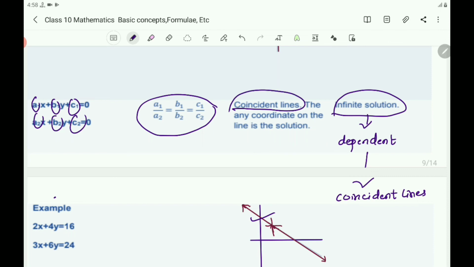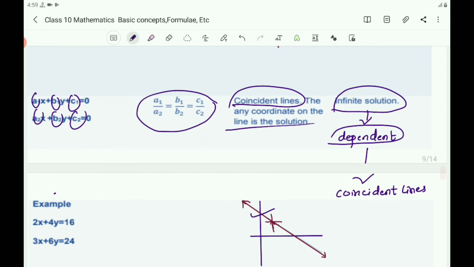They are coinciding lines, coincident lines. Any coordinates on the line is the solution. Here you can have many solutions, infinite solutions, and that pair of linear equations is said to be dependent, and also they are consistent as they are having solution. If the pair of linear equations is having solution, they are said to be consistent, but they are having infinite number of solutions, so you can say that they are consistent and dependent.